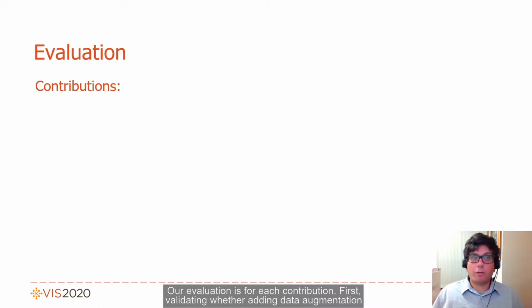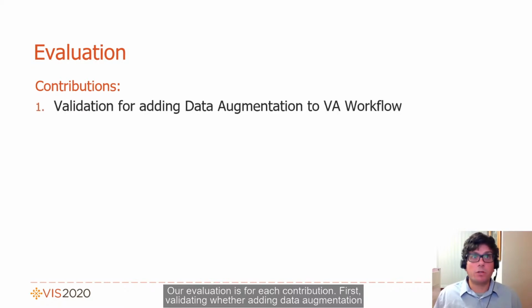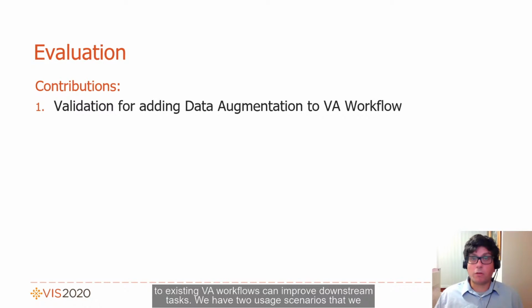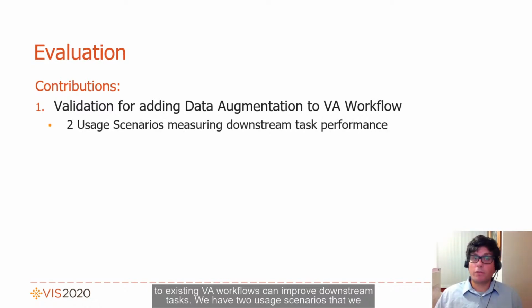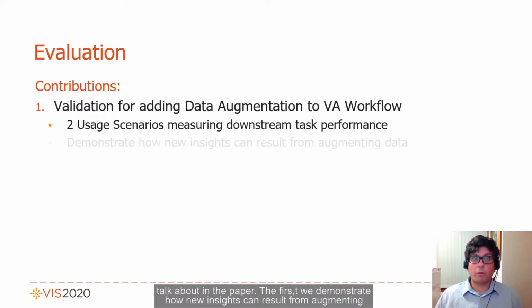Okay, so our evaluation here, we have evaluations for each of the types of contributions. The first one we're going to talk about is validating whether adding data augmentation to existing visual analytics workflows can improve downstream tasks. We have two usage scenarios that we talk about in the paper.